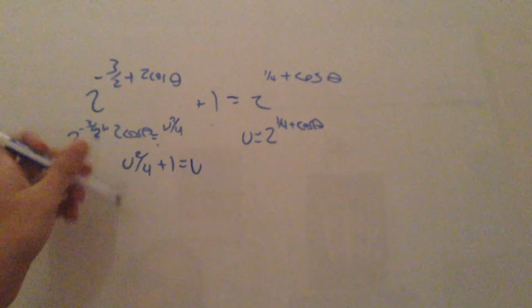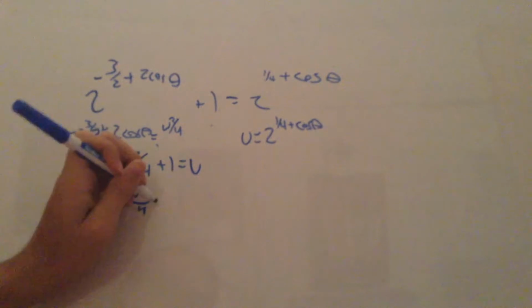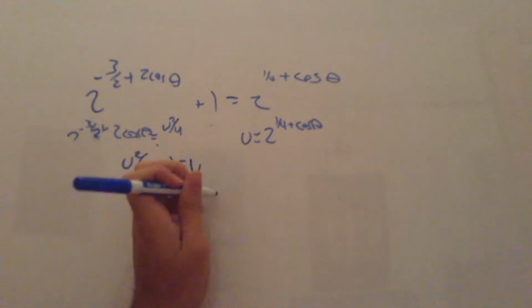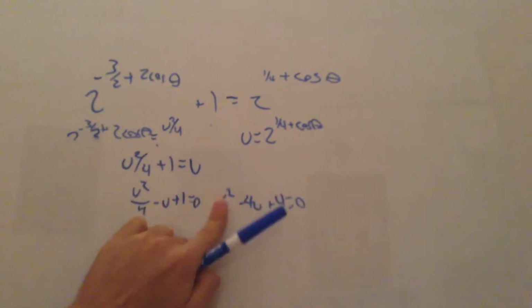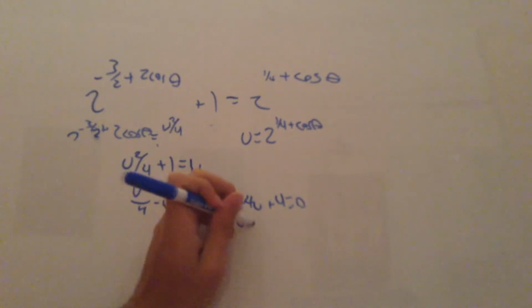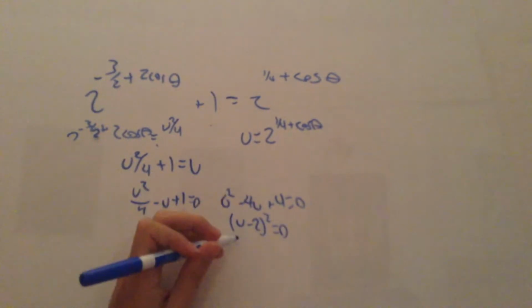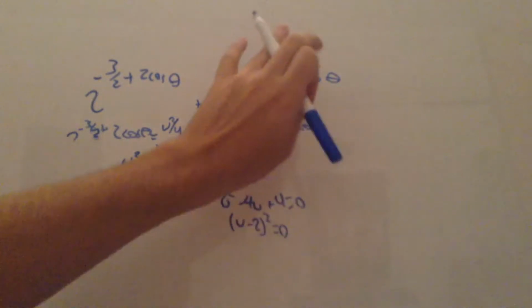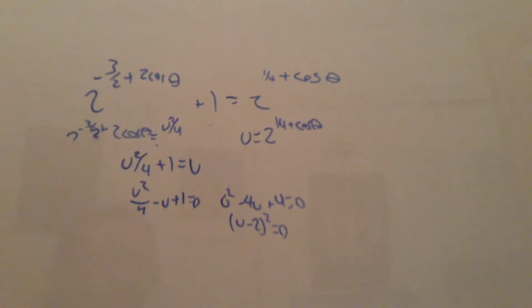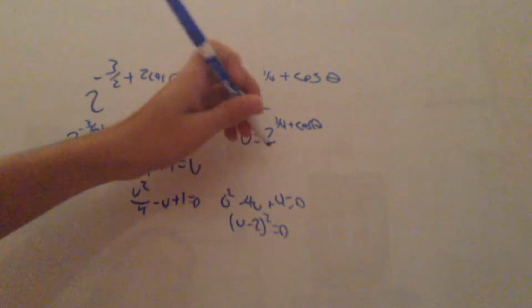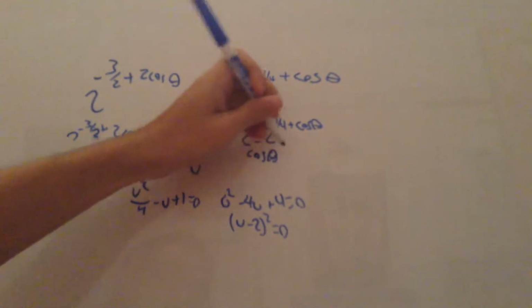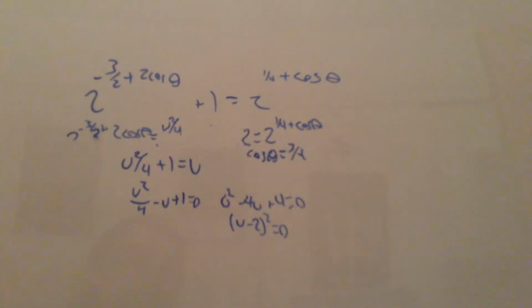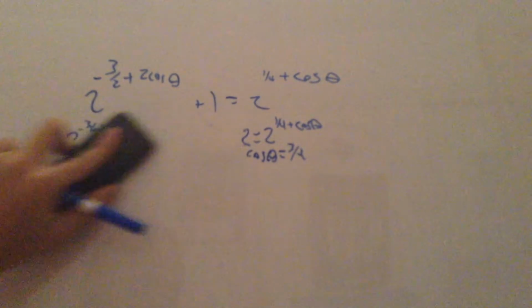Then we can go with u squared over 4 minus u plus 1 equals 0, or u squared minus 4u plus 4 equals 0. In other words, u minus 2 squared equals 0, or u equals 2, and this is 1. So this was 2 and this was 1. Our first instinct was right, but again, it's important to check to make sure. So now I know that this is 2, which means 1/4 plus cos theta is 1, or cos theta is equal to 3/4. Cool.